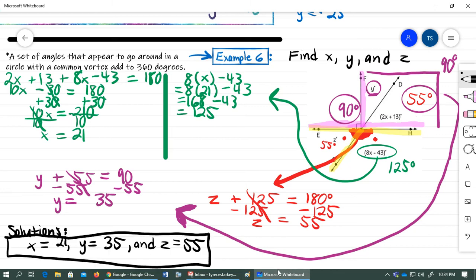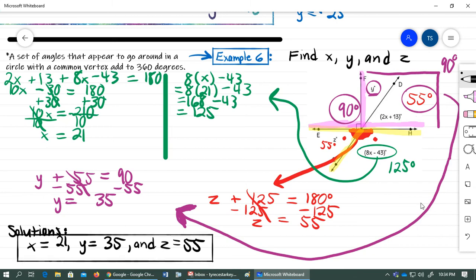Okay, that ain't what I meant to do. You know what? That's just gonna have to be all right. Okay, I lied. That looks a lot better right there.